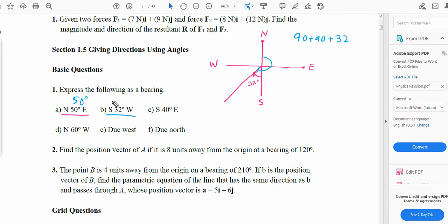Sorry, for this one the bearing will be 212, because 90 plus 90 plus 32 is equal to 212. All right, now let's try this one. South 40° east. So we'll stand at south and we will move 40° towards east. So this is south and we have to move 40° towards east, so it will be like this.